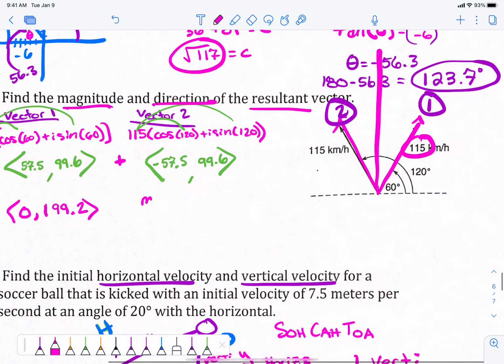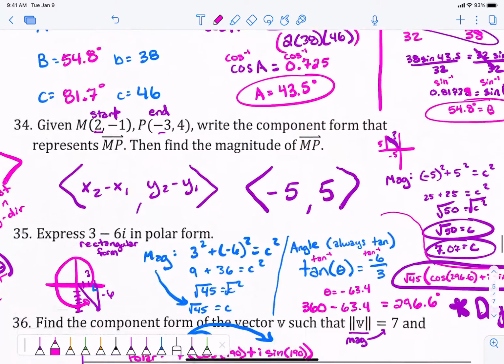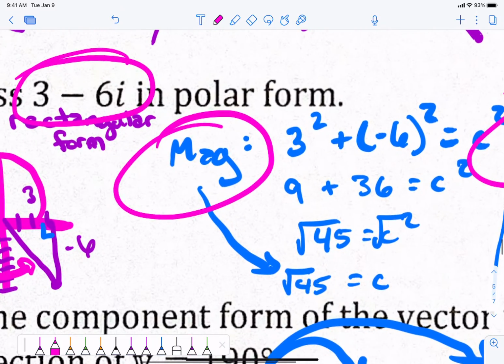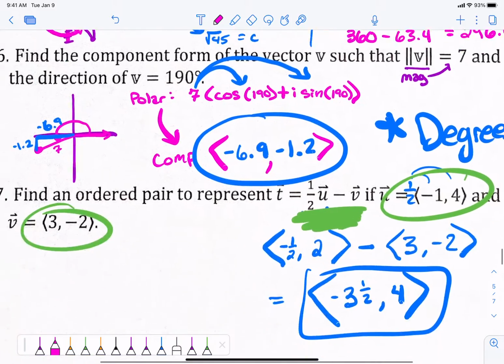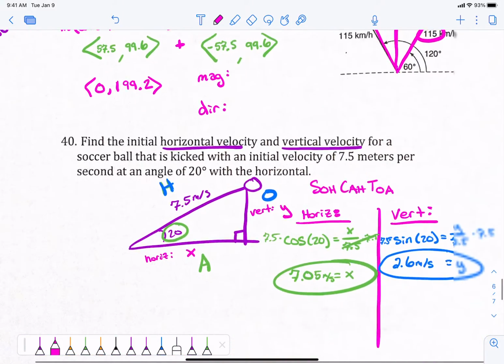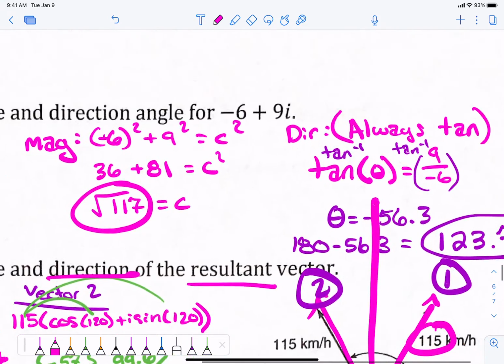Okay? So we need to find magnitude, and we need to find direction. This is the same as a problem we did a whole bunch of times. Problem number like 35, we did magnitude and direction, but that wasn't in rectangular form, 3 minus 6i. But it could be rectangular form, like 3 comma negative 6, magnitude and direction of that. Or same thing with 40. We did magnitude and direction of 38, right?